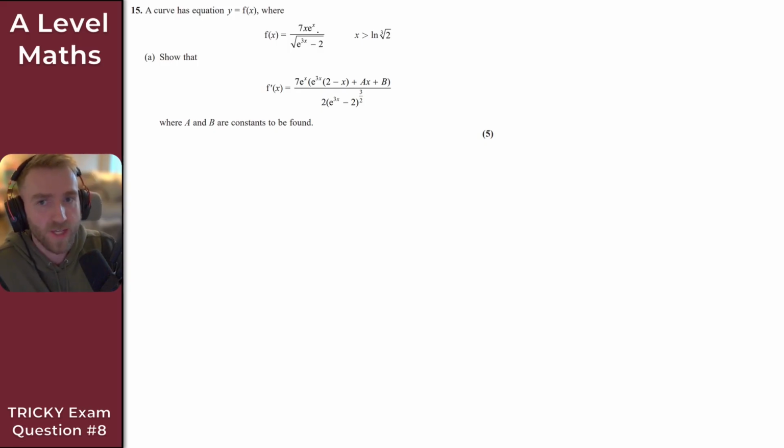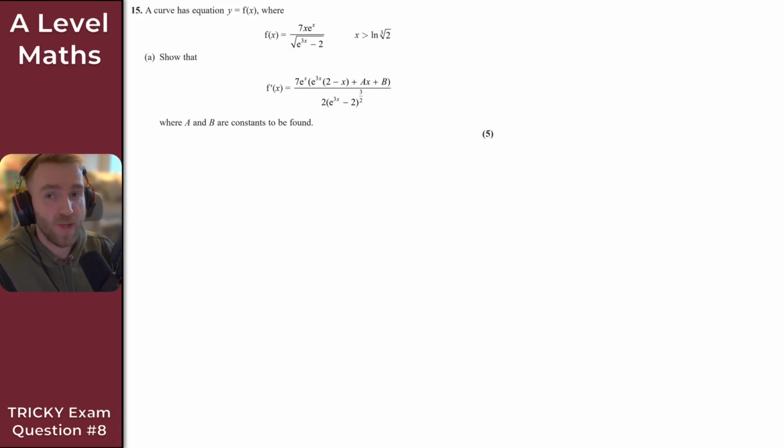Well, I've got two problems here. We already require the quotient rule, as we have a quotient of functions. Within my numerator, I also require the product rule, as we have a product of functions. And within the denominator, we also require the chain rule. So for this question, there is a little bit of everything in terms of differentiation.